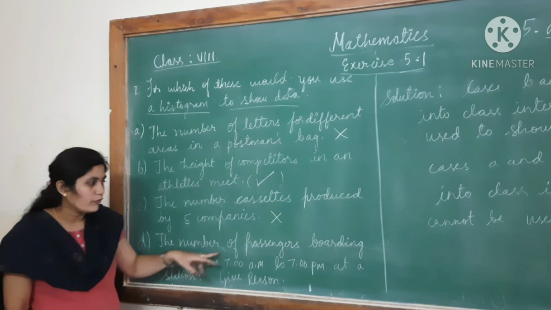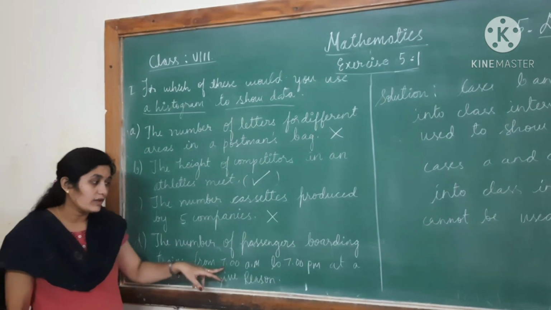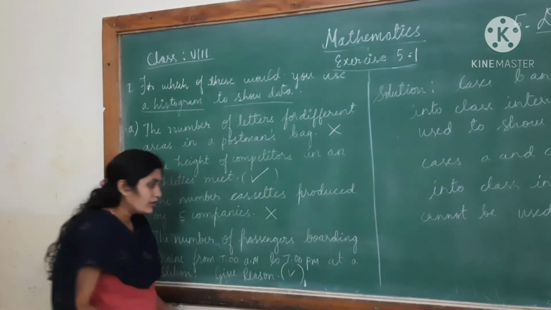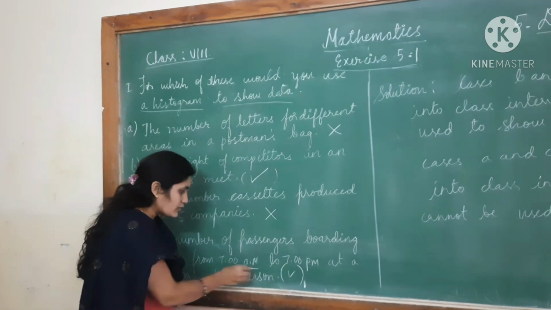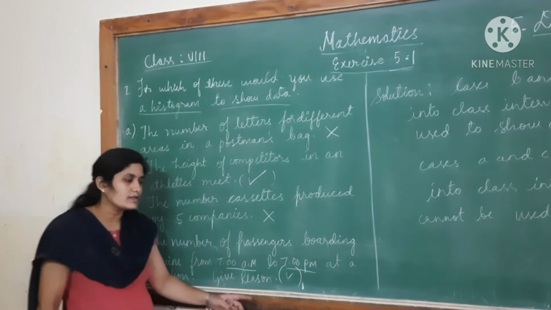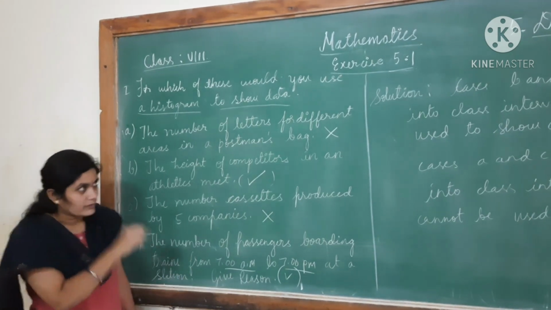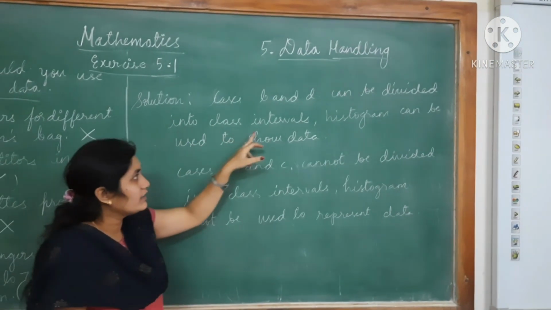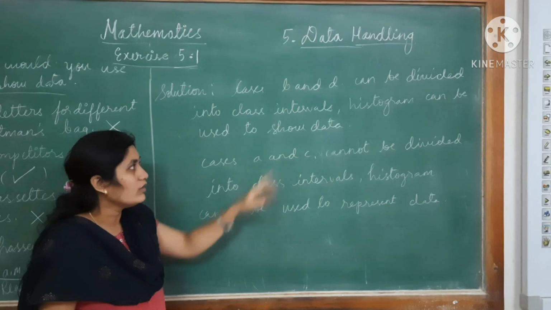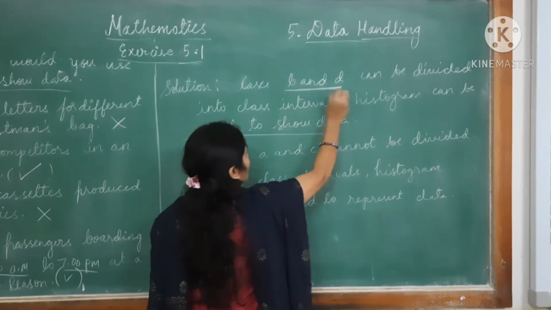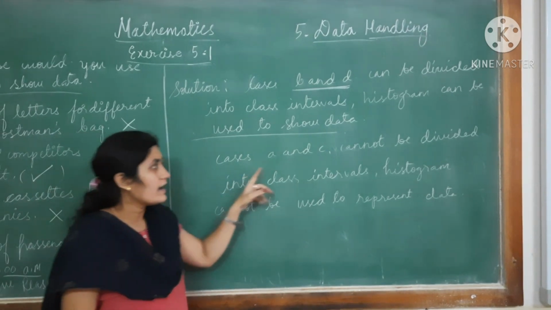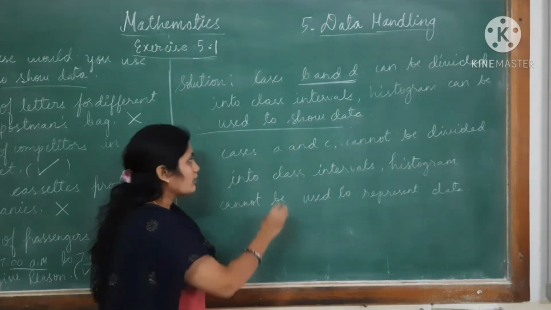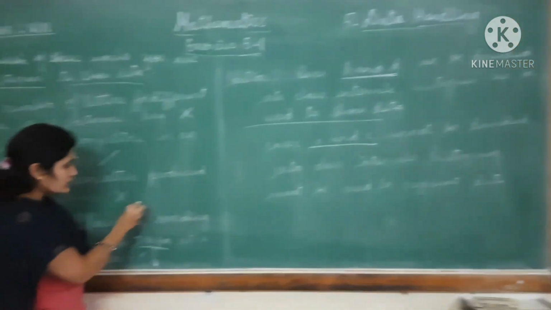Next, D, the number of passengers boarding trains from 7 a.m. to 7 p.m. at a station. This we can do because here the class interval is 7 a.m. to 7 p.m. This is given, so you can go with the histogram here. So the solution for this problem is cases B and D can be divided into class intervals. Histogram can be used to show data. So only in cases B and D you can use histogram. And cases A and C cannot be divided into class intervals, so a histogram cannot be used to represent data. That means in cases A and C you cannot use histogram.